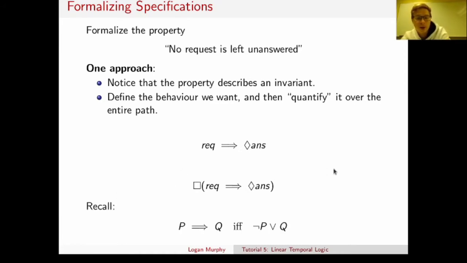Recall from the lecture, the definition of LTL syntax only has as primitives the Boolean connectives of conjunction and negation. So we define, for instance, disjunction in terms of negation and conjunction. And then implication, as we see here, is defined in terms of negation and disjunction.